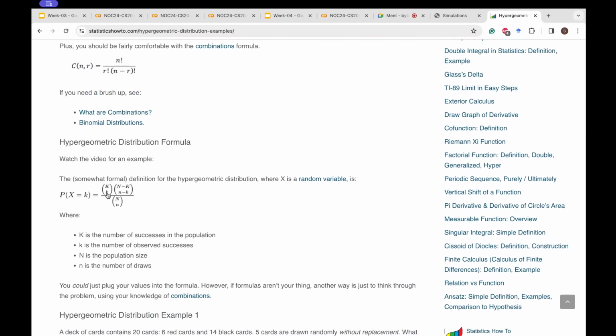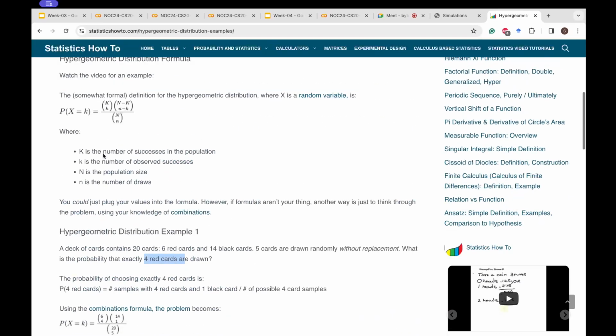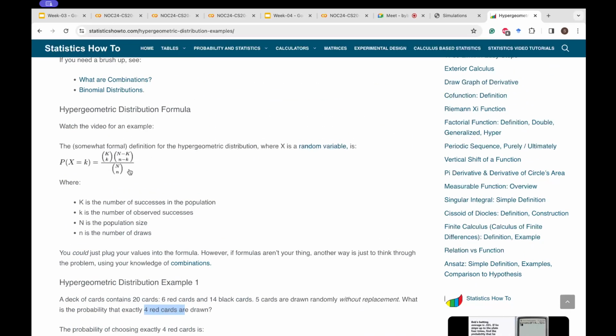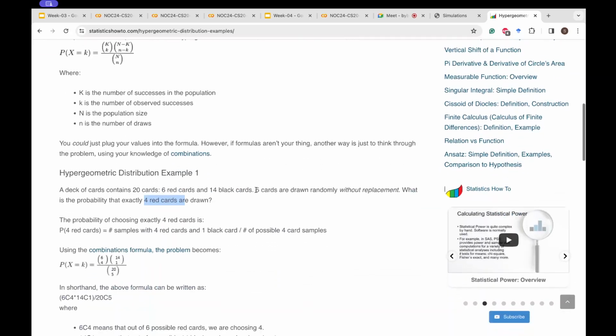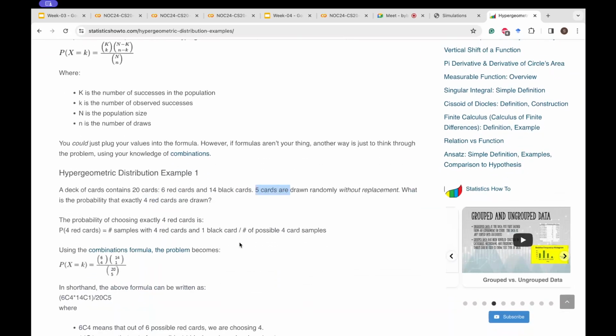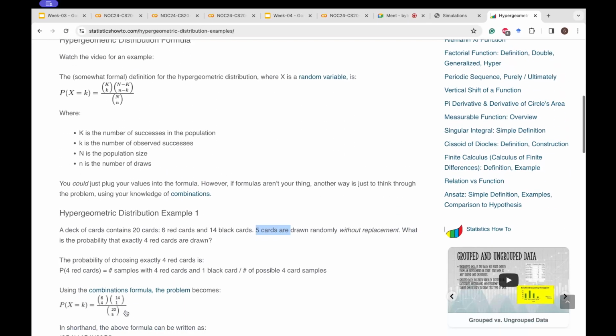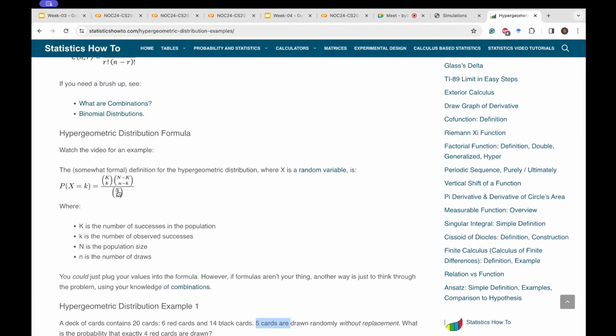So k is 4 over here, and small n is the number of cards you are drawing. So 5 cards were drawn. So n minus k will be 1, since 5 minus 4 is 1. And this is the total number of cards out of which you are drawing a sample of n. So out of total K red cards, you are taking k red cards. Out of total N minus K black cards, you are taking small n minus k black cards.